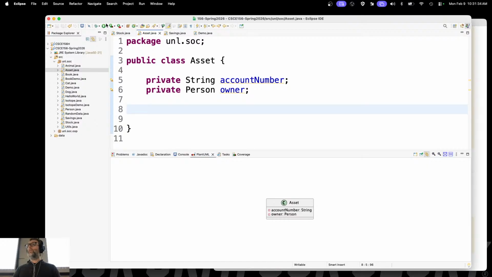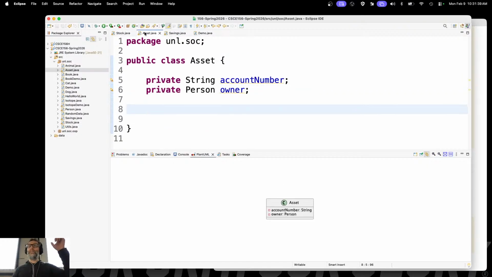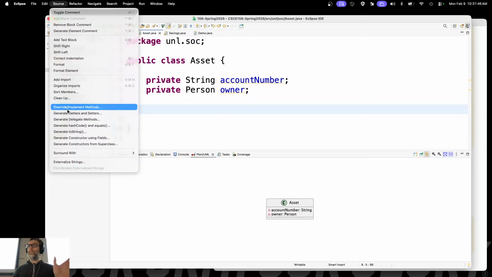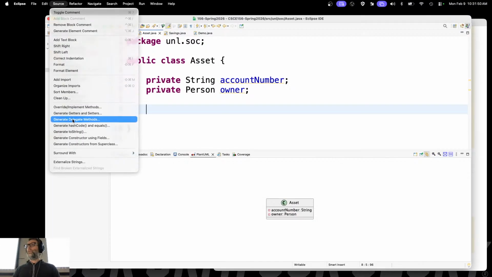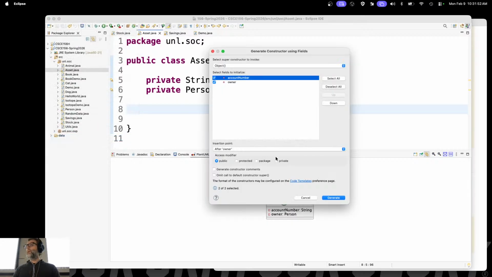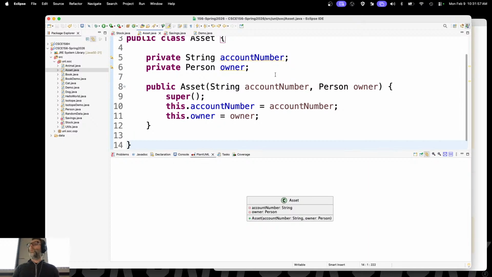So let's go ahead and back up and let's undo that. And let's start with the superclass first because we need to be able to create assets, both stocks and savings accounts. So I'll go to constructor using fields. Oops, nope. Constructor using fields, there we go. And I want both of them, there we go. All right, and reformat that. Now you'll see that it actually broke something in the other classes. Because now my superclass has a constructor that takes an account number and an owner.